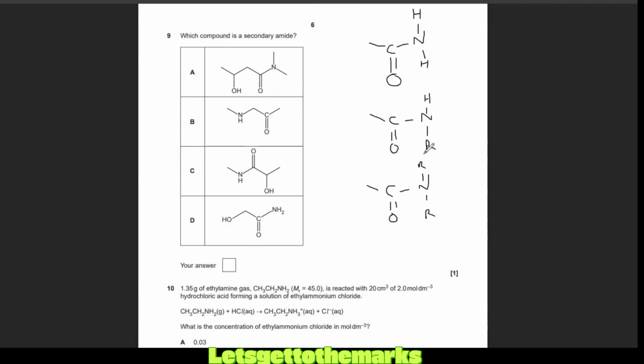Now, that could be an alkyl group or something else. So that's a tertiary. It's got no hydrogens on the nitrogen. That's a secondary. You just have one hydrogen. And that is a primary with two hydrogens.